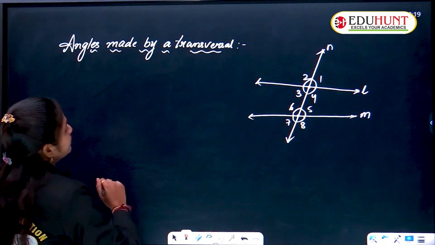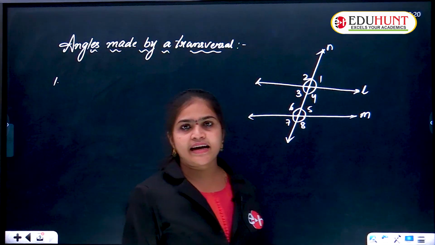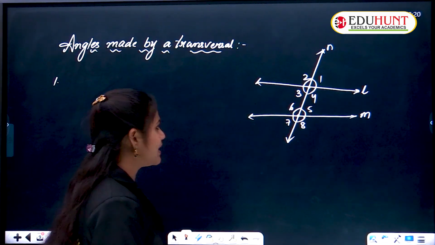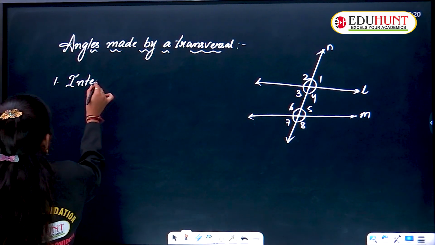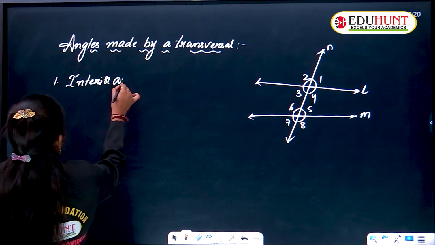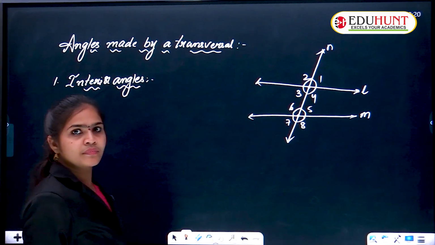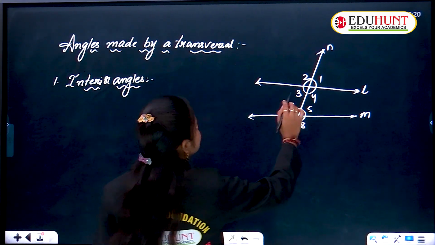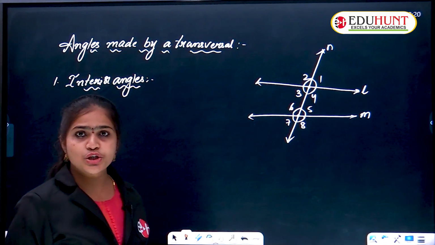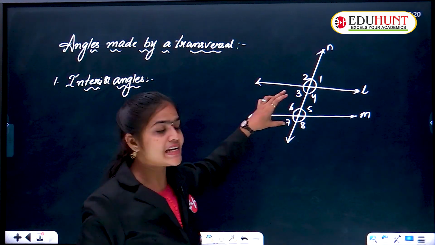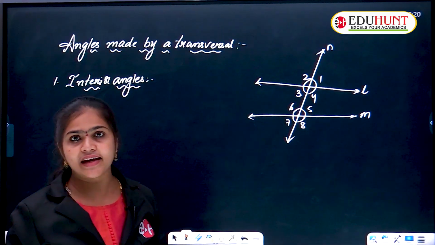Now see here. First one is interior angles and second one is exterior angles. First one is interior angles. Interior angles means the angles which lie inside of the intersecting lines. Angles which lie inside of the two lines, those angles are called interior angles.